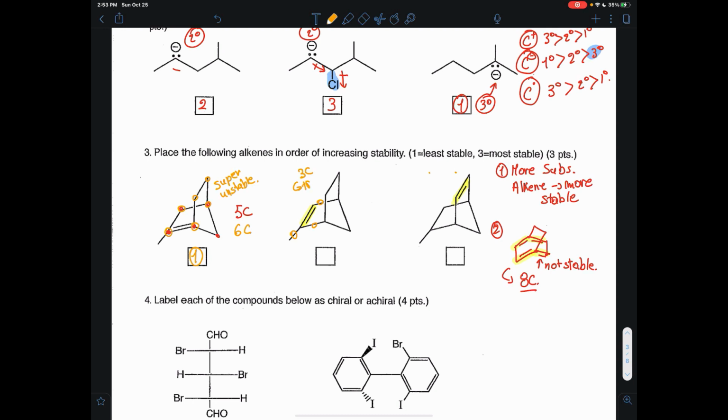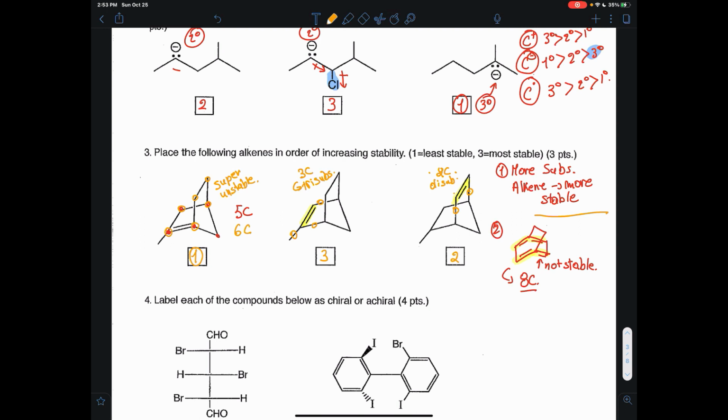You can also call it tri-substituted. This double bond here is connected to 2 carbons. So that's a disub. As I mentioned before, the more sub the alkene, the more stable it is. So I know that this will be my most stable, and this will be my second most stable.